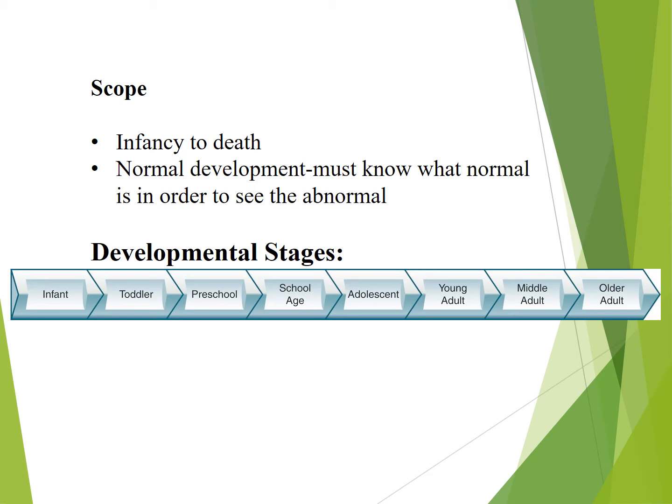Middle adult has a higher risk for onset of chronic illnesses. We start to see high cholesterol, hypertension, diabetes, and obesity. The leading cause of death for the 35 to 44-year-olds are accidents, malignant neoplasms, and diseases of the heart. The 45 to 59-year-olds, we see malignant neoplasms, heart disease, and unintentional accidents.